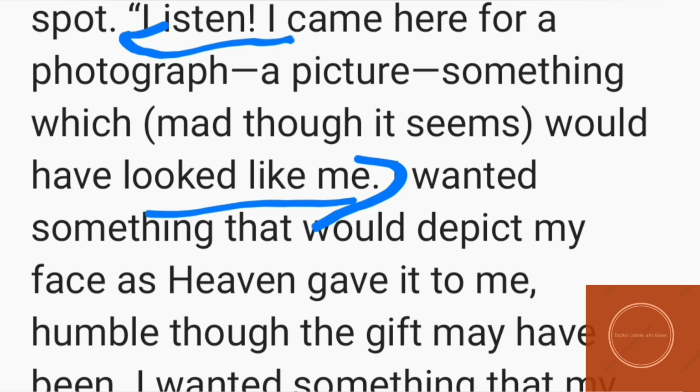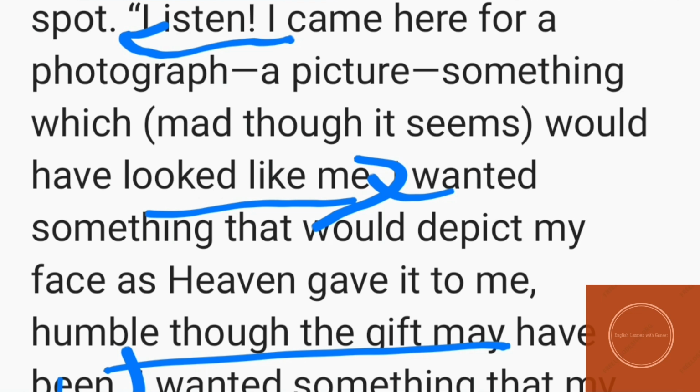He wanted to get the photograph of that thing only, and I wanted something that would depict my face as heaven gave it to me, humble though the gift may have been. Means he said that I wanted my photograph to be with the face that heaven, means the face that God had given to me. I just wanted my photograph in that face, and no matter how good or bad it was, maybe it would not be attractive or whatever it may be, but it was the face that God has given to me.